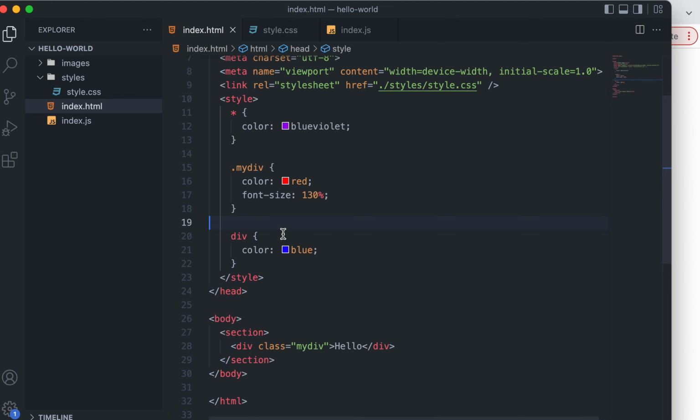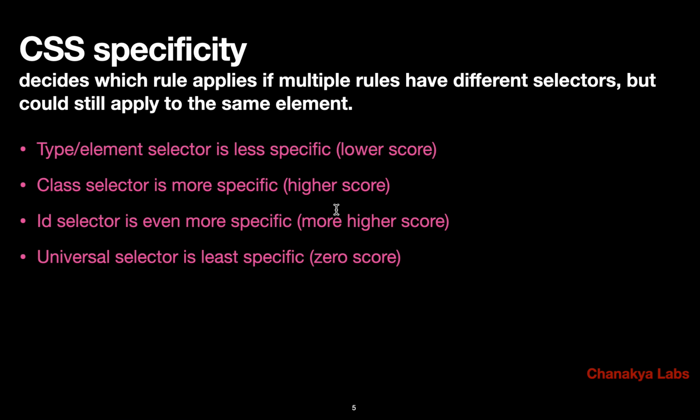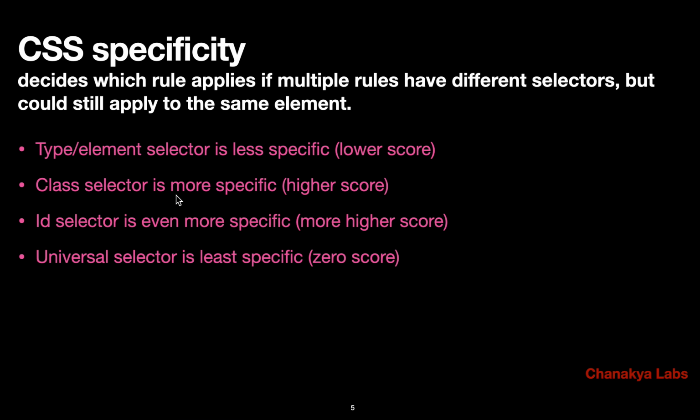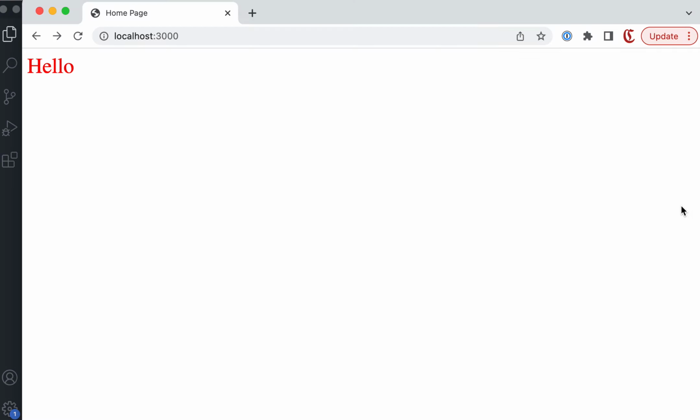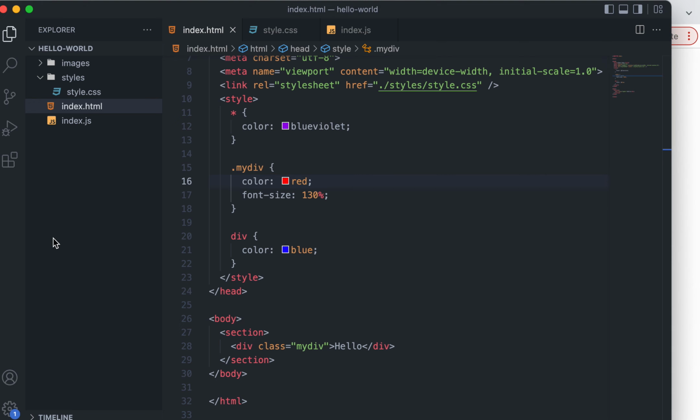Now what is happening? Again, we know that the class selector is more specific than the type selector or element selector, right? And that's why this will be given more priority, and that's why it will now become red. Again, where you write this doesn't matter, even if you write it below or at the top, it doesn't matter.